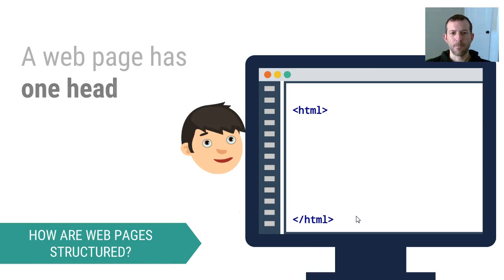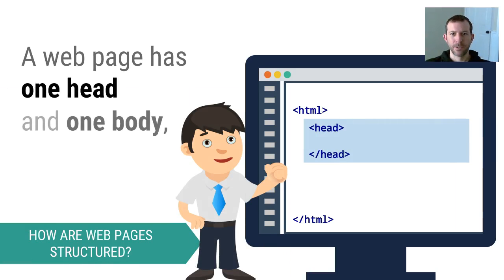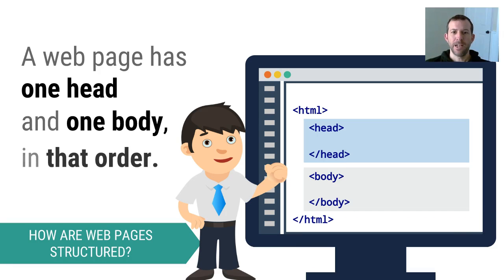Let's take a moment to talk about what a web page is. A web page is like you. It has one head and one body in that order. This is how every web page is structured. If you look at the example, you'll see that there is an HTML element. It has a start and end tag, an opening and closing tag. This is what we call the root element.